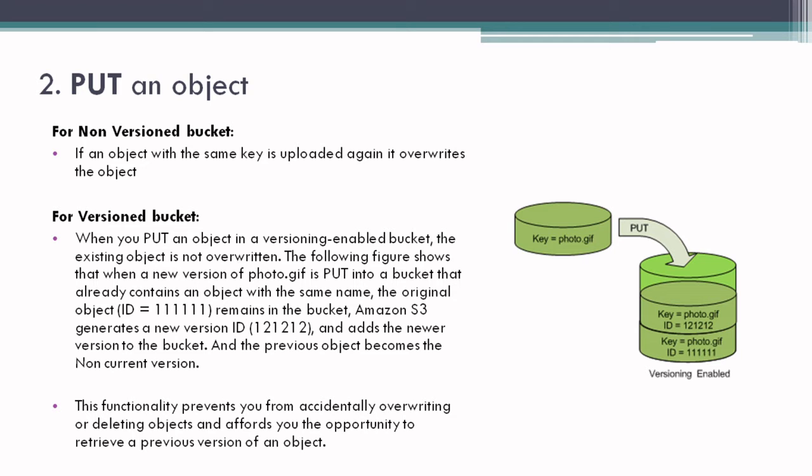This functionality prevents you from accidentally overwriting or deleting objects, and affords you the opportunity to retrieve a previous version of an object. So this is the benefit of versioning. You will have your old version as well, so it will prevent accidental deletion or overwriting. You can always go to your older version and retrieve it, plus you can retrieve the current version as well.